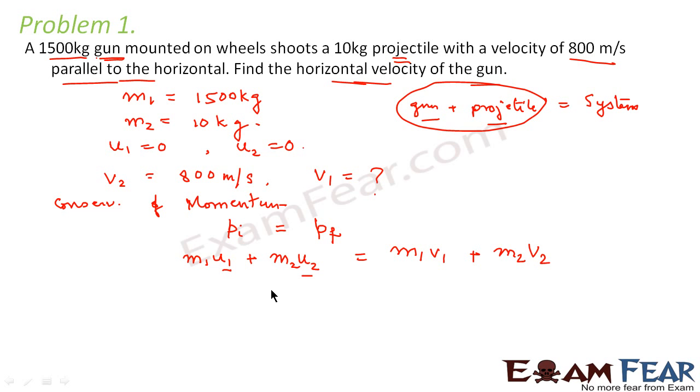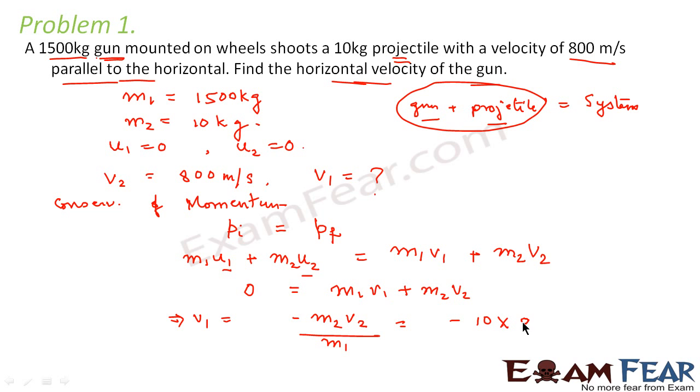Now since u1 and u2 are equal to 0, the left hand side will be 0 and this would be m1 v1 plus m2 v2. Now we have to calculate the value of v1. So v1 comes out to be minus m2 v2 divided by m1. Now we will put the values here: m2 is equal to 10, v2 is equal to 800, m1 is equal to 1500. The value comes out to be minus 5.33 meter per second. So that means the horizontal velocity of the gun would be 5.33 meter per second.